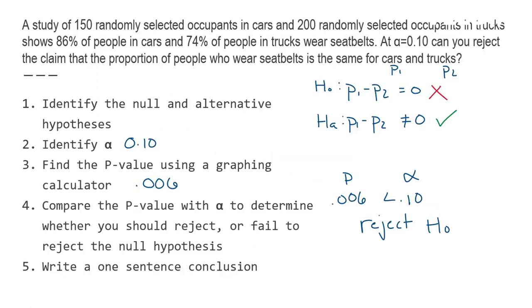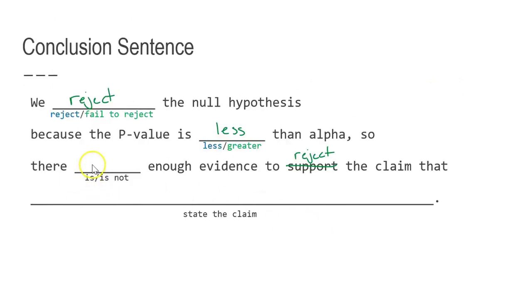Okay, so let's go back here. Can we reject the claim that the proportion of people who wear seatbelts is the same? The same was our null hypothesis, and we have rejected that. So there is enough evidence to reject the claim that the proportions are the same. All right, so very similar to what we did last unit. We just have 2 samples going on now instead of 1.